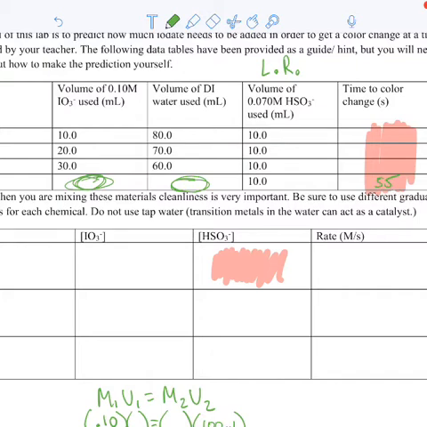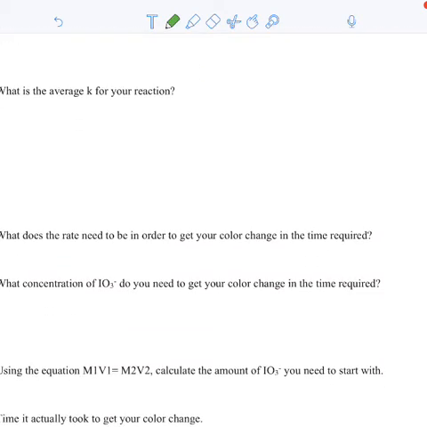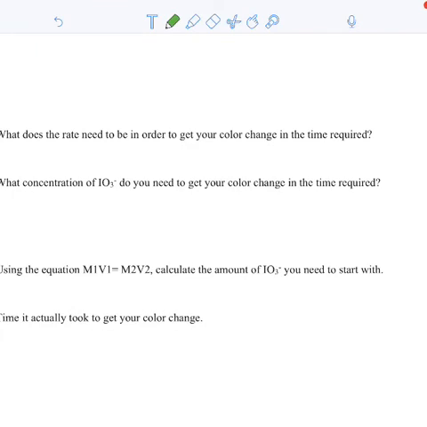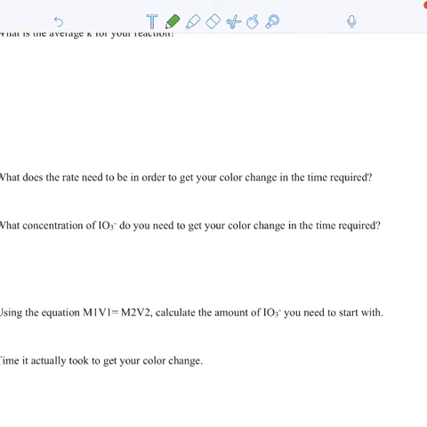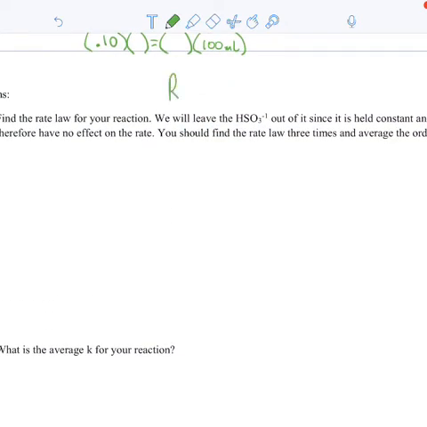But we're not in a situation where you guys could do that. You can't really prove to me whether your rate law is correct or not. So we're going to skip that. So this is basically being skipped right here, which means when we scroll into our conclusion questions, the last couple of them don't need to be done. So it says, what does the rate need to be in order? So we can skip this one. What concentration do you need? You can skip this one, and you can skip this one. And then this one would be skipped as well, because this would be where you actually tried to do it. So really all we're doing is just finding the rate law.